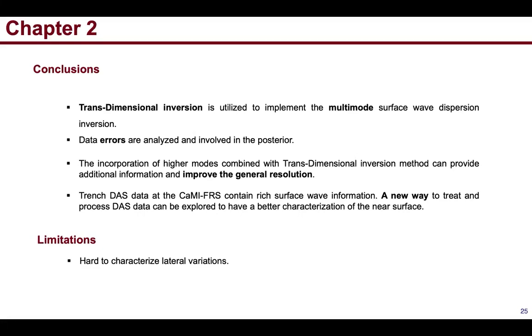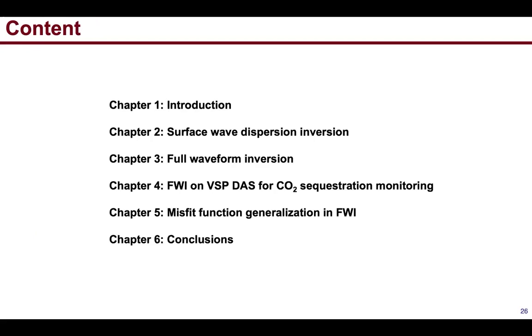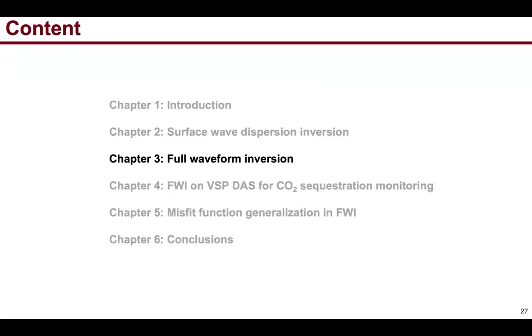But this method still has some limitations, because in this inversion method, for the forward modeling, we use the propagator matrix method, which is based on the layered model assumption. So it is hard to characterize lateral variation of the velocity model. So that's why we later conducted another study, which is for waveform inversion.